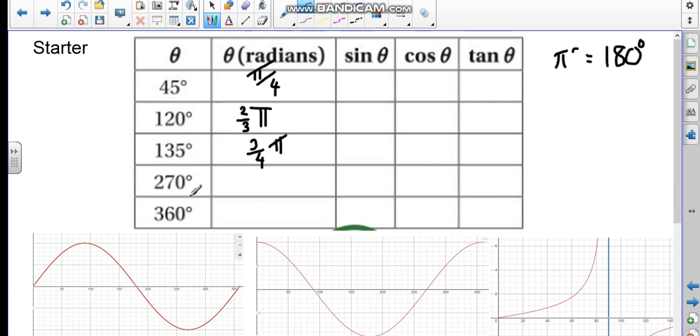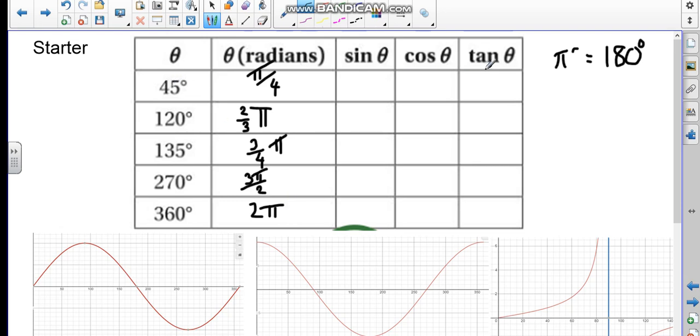Okay, 270, well that's bigger than 180, it's 90 bigger. 90 is pi by 2, so this is 3 pi by 2 or 3/2 pi. And 360 is 2 lots of 180, so that's 2 pi. Hopefully you've got those ones done.